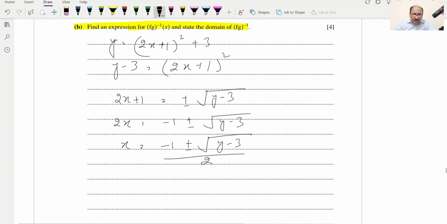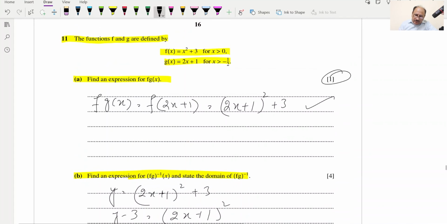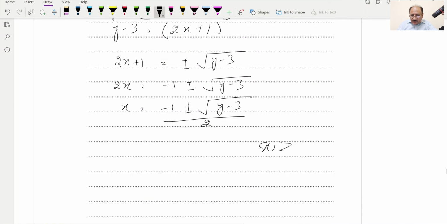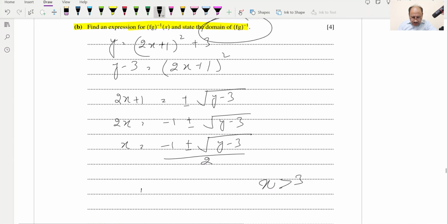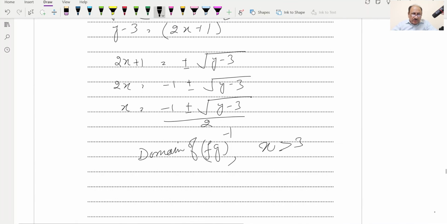And now we can write this for the range. The x value we found, the domain of fg inverse will be the range of fg. If we check this one, the range will be more than 3. So x squared is a positive value, so a positive value is added to 3. So x is greater than 3. So we can write x is greater than 3. This will be the domain of fg inverse. Or instead of writing equal to, we can put a comma, so this one.